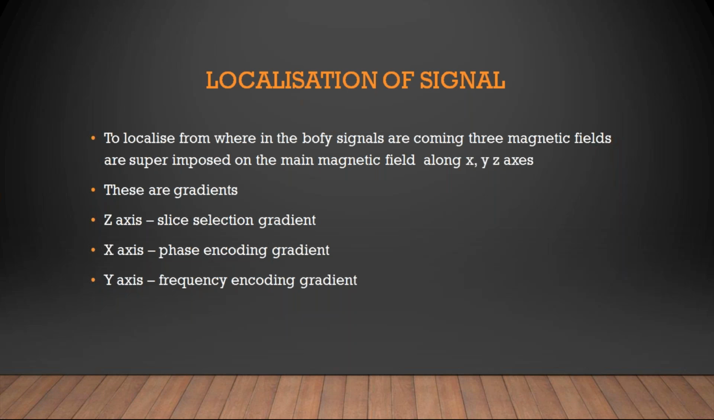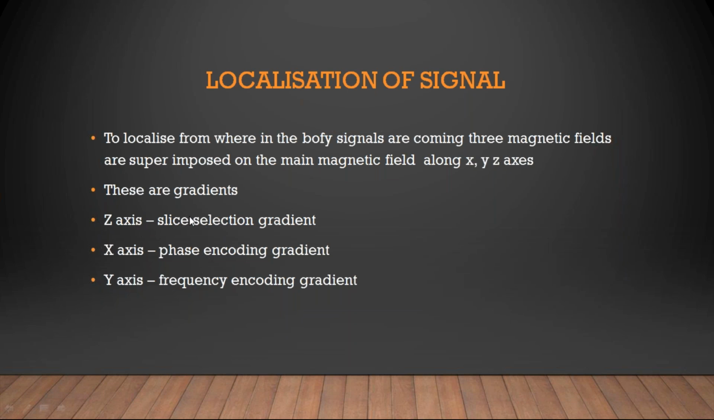So how are these signals localized? To localize from where in the body the signals are coming, three magnetic fields are superimposed on the main magnetic field along the XYZ axes. These extra three magnetic fields are superimposed on the main magnetic field, and are also called gradients. So along the Z axis, the slice selection gradient is superimposed.